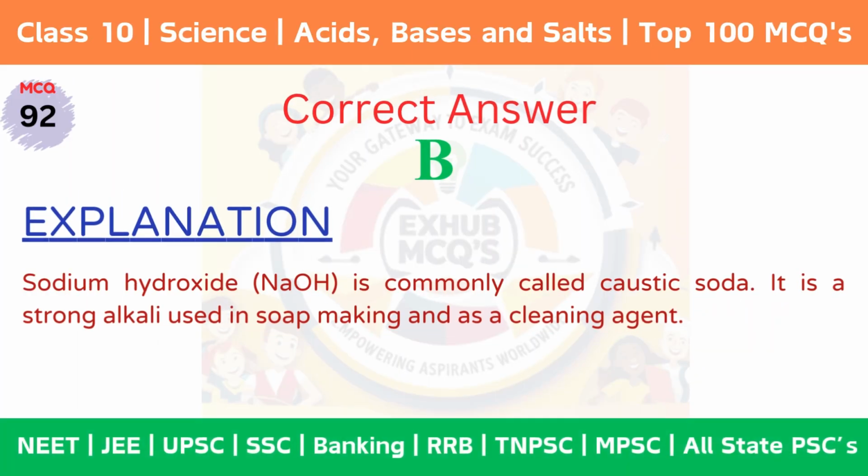Explanation. Sodium hydroxide, NaOH, is commonly called caustic soda. It is a strong alkali used in soap manufacturing, cleaning agents, and paper production.